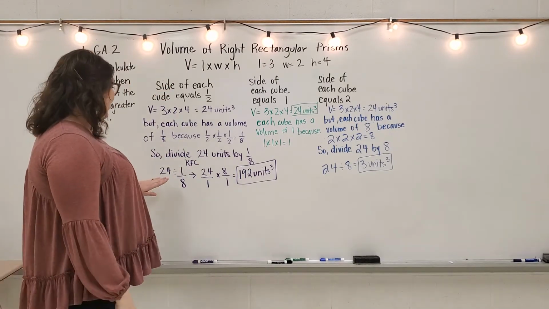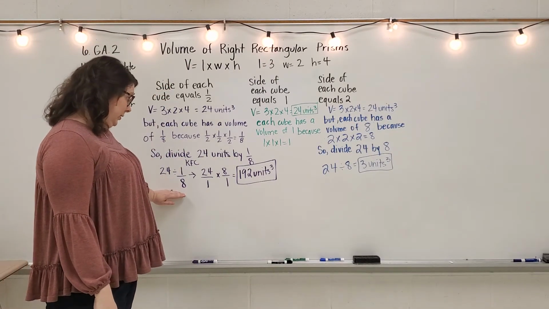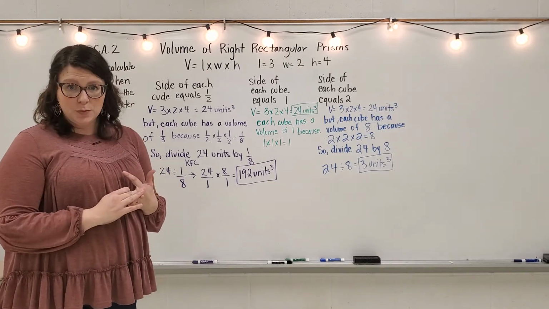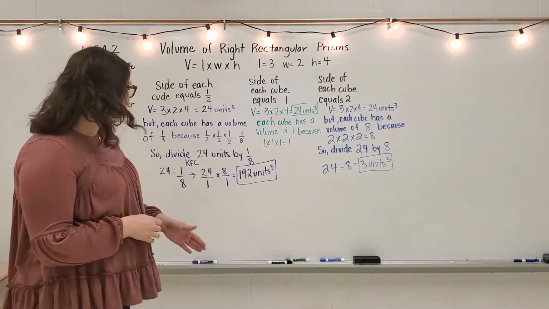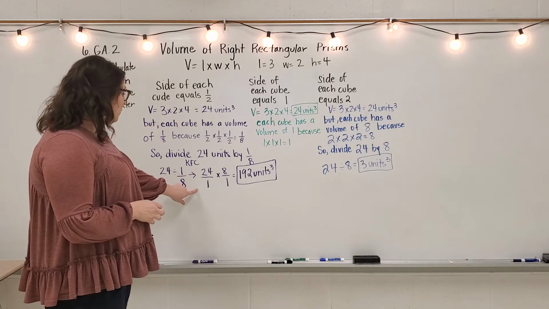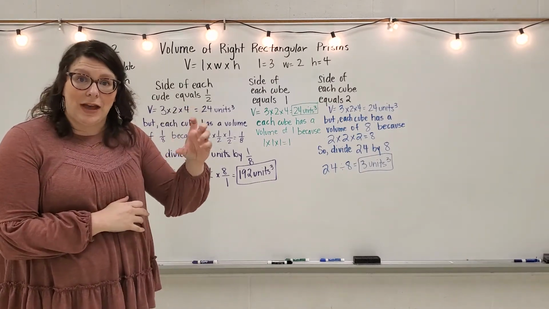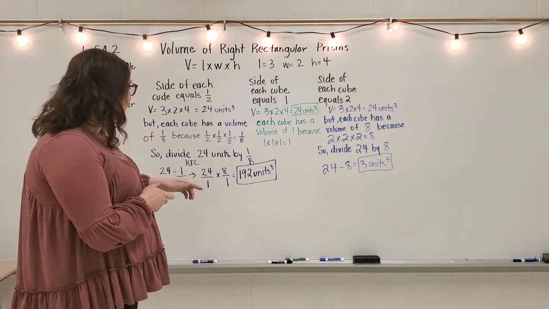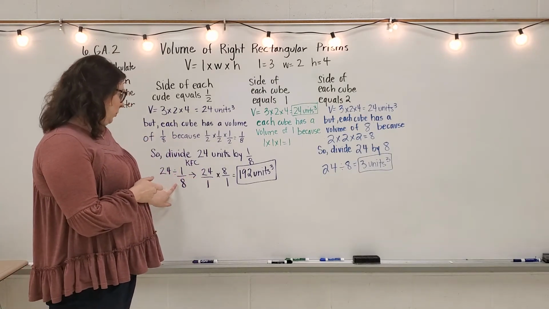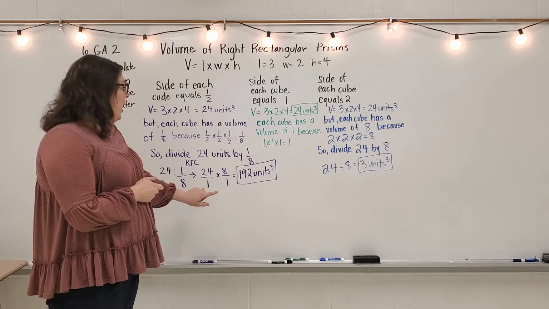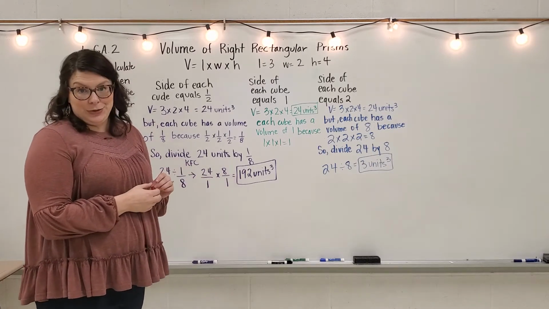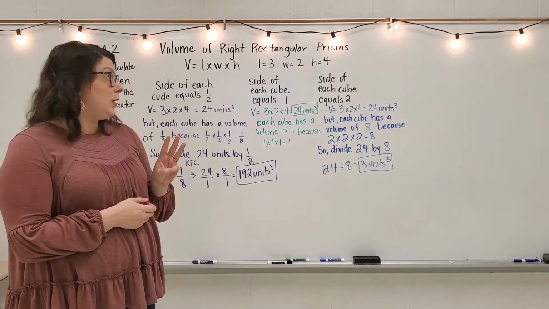Now we know that when we divide a fraction by a fraction, we use keep, flip, change, because we're multiplying by the reciprocal. So I say 24 over 1, because I can divide 24 by 1 and keep it at that value. That's why we put it over 1. We multiply by the reciprocal, which is 8 over 1, and we get 192 units cubed. Remember, it's cubed because there are three dimensions.